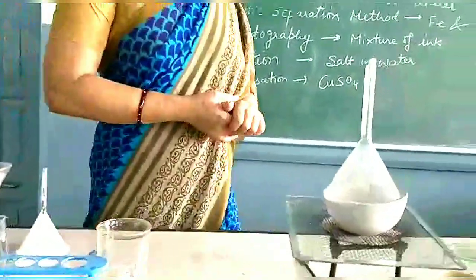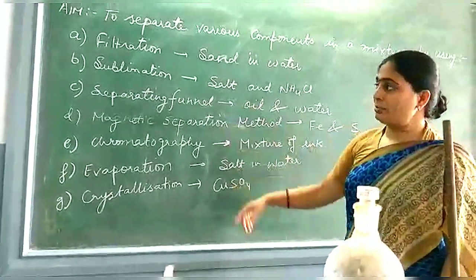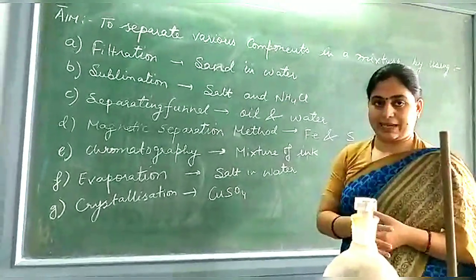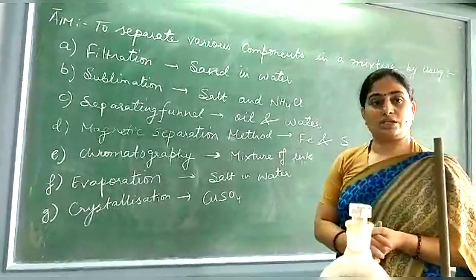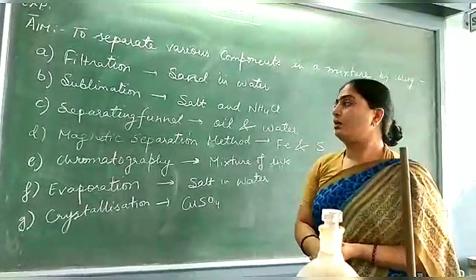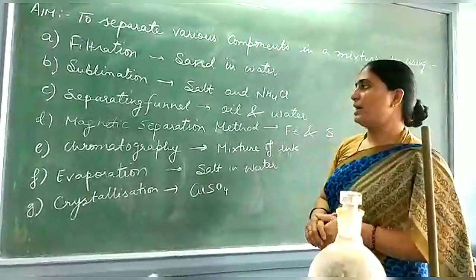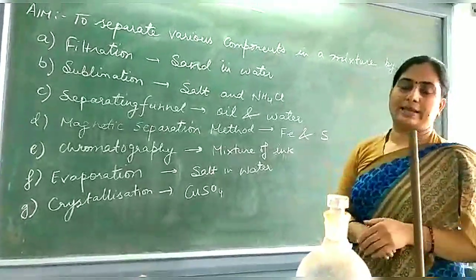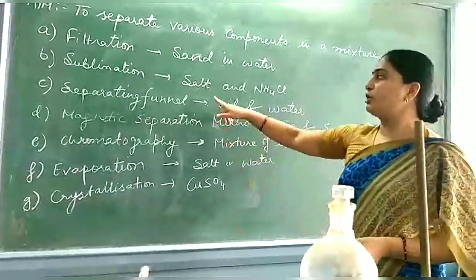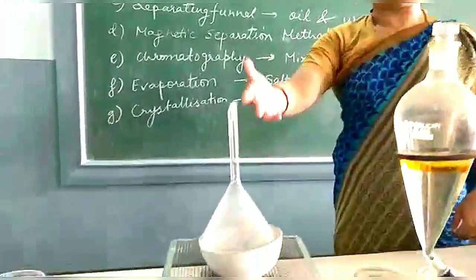Okay, now we'll move to the second technique, that is sublimation. Sublimation basically is a process in which a sublime substance is directly changed into the vapor state from its solid state without being converted into liquid. That means solid to vapor directly. For that we have various sublime substances like camphor, naphthalene balls, and ammonium chloride. So I have taken a mixture of salt and ammonium chloride, and here is the apparatus.